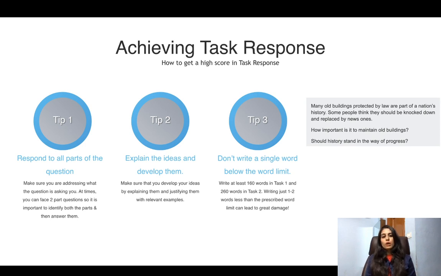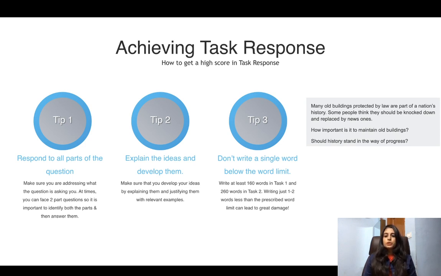So you have to answer both the questions, and that is when you would complete tip 1, which is responding to all parts of the question. So make sure you're addressing what the question is asking you to do. If you miss out on any one of these questions, you're going to get a lesser band score in your task response. So make sure you read the question properly, read the question 3, 4, 5 times till you understand it, and then answer each and every aspect of the question.